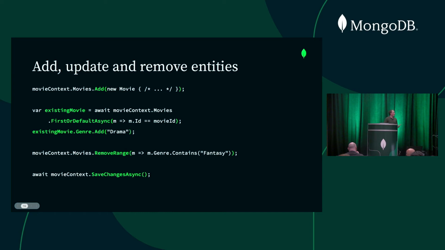We can add, update, and remove entities all the same. So taking advantage of our change set support and our change tracking, we can, with just a few lines, add a movie in this example. We can update an existing movie genre by just adding to its list. We can remove a range of different movies by a particular genre. And when we call save changes, all of those occur at once. We don't have any weirdness of some occurring and some not occurring. These are all put together and sent as a bulk write command through MongoDB.